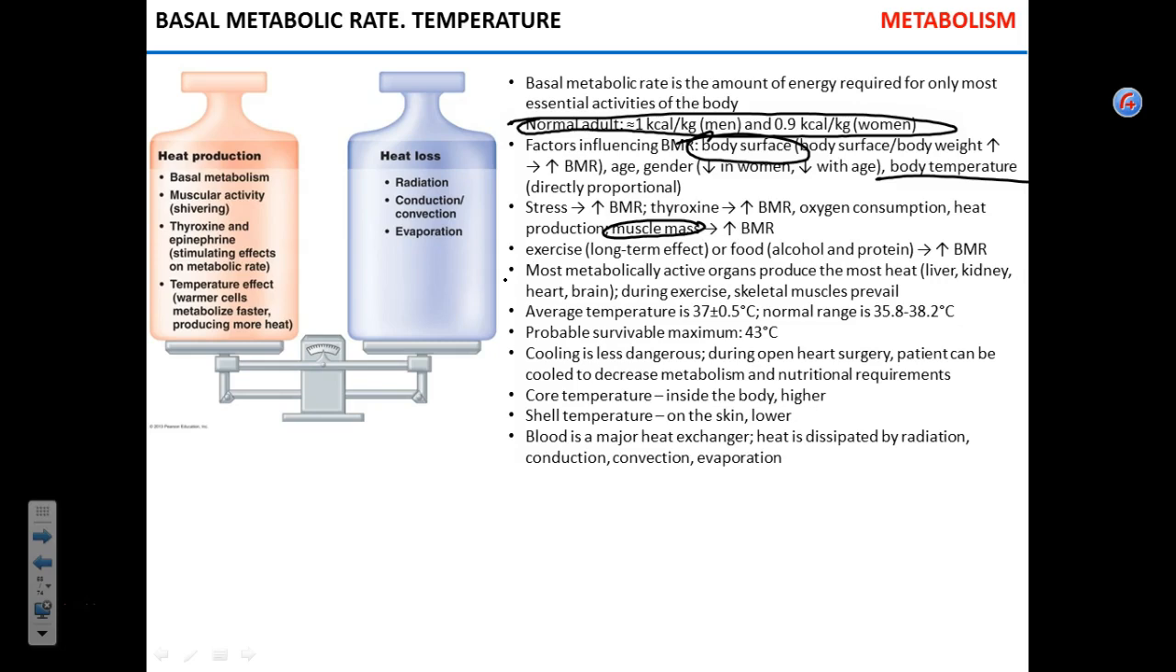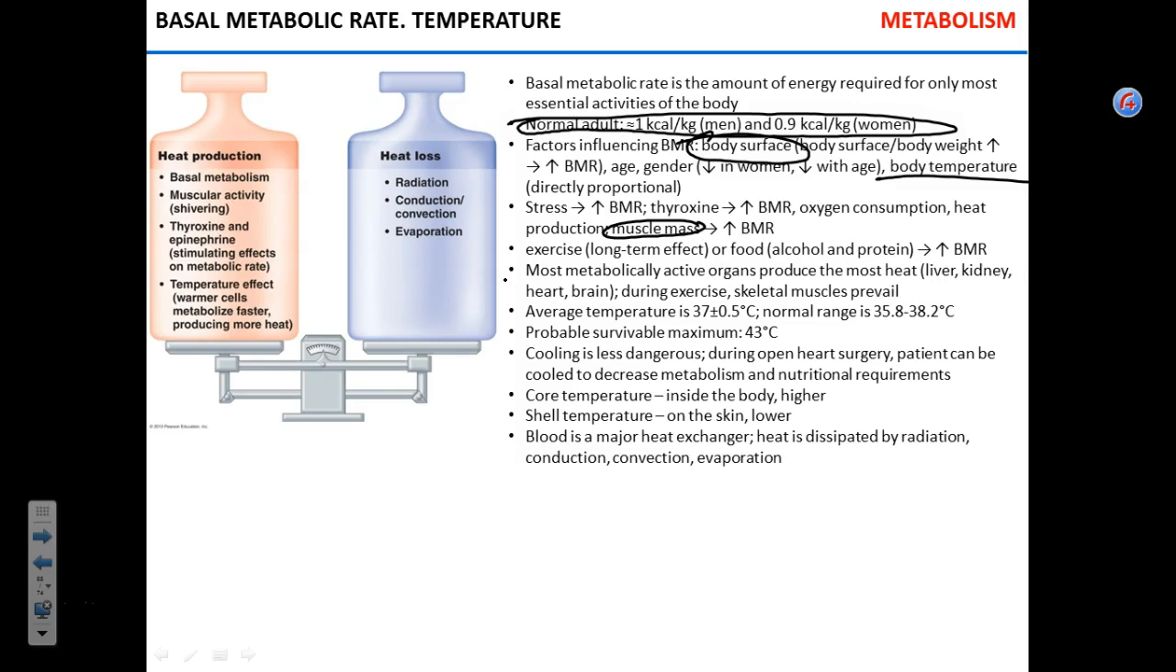The higher the temperature, the higher the BMR. Okay? Stress increases BMR, oxygen consumption. Exercise increases BMR. Proteins increase BMR. The most active muscles during the exercise, okay? For instance, now, when I'm standing, the muscles that work in me are some of the back muscles and leg muscles. And they don't work really hard, just to stabilize my body, okay? During the exercise, muscle metabolism prevails.